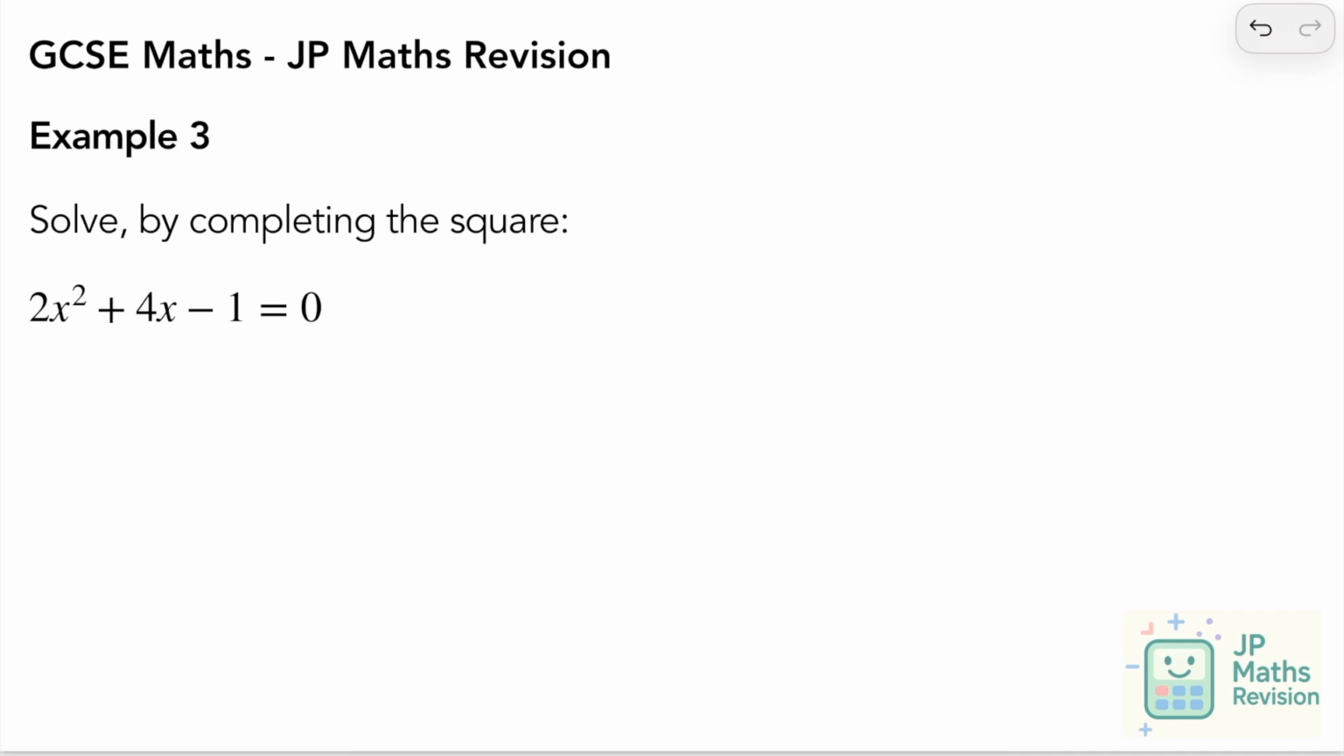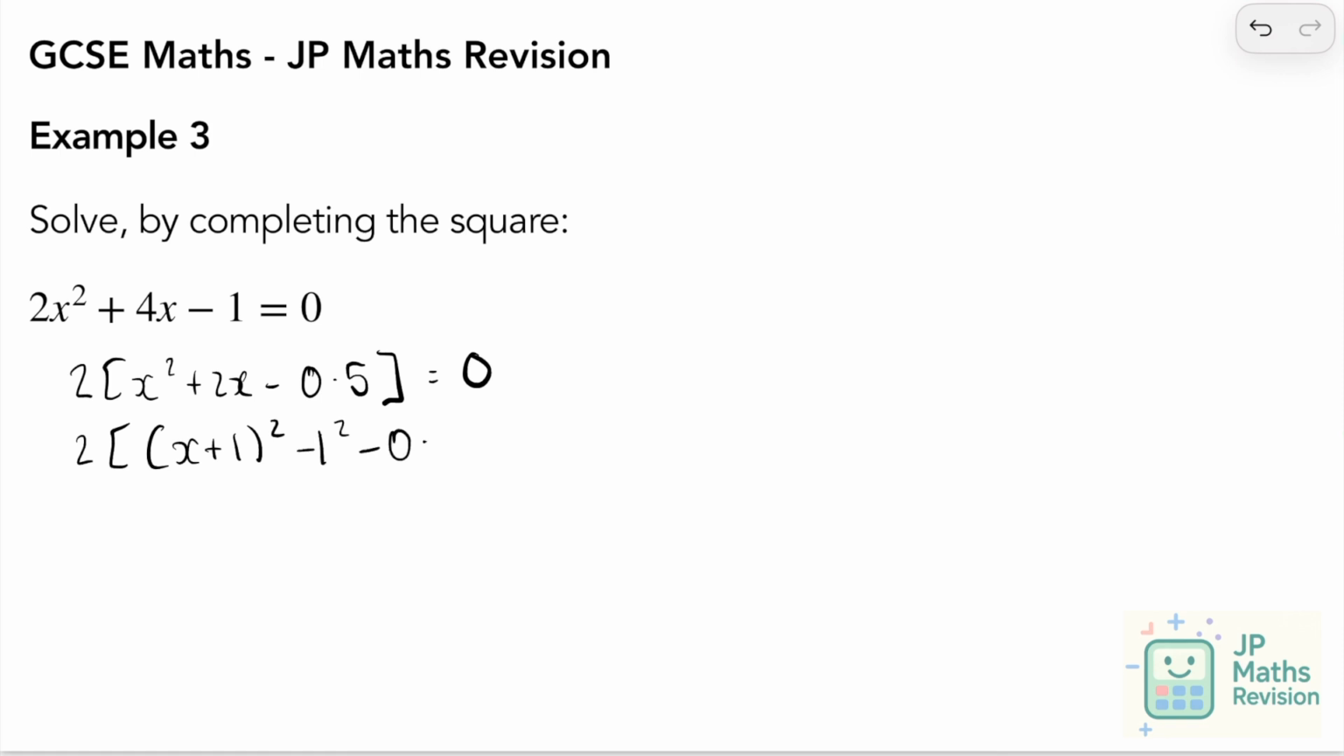Here's another example. So this one is a non-monic quadratic. So we first need to start off by factoring out the 2. So we have 2(x² + 2x - 1/2), so that's 0.5, = 0. So then we need to complete the square. So it's 2[(x + 1)² - 1² - 0.5]. So it's going to be 2[(x + 1)² - 1.5].